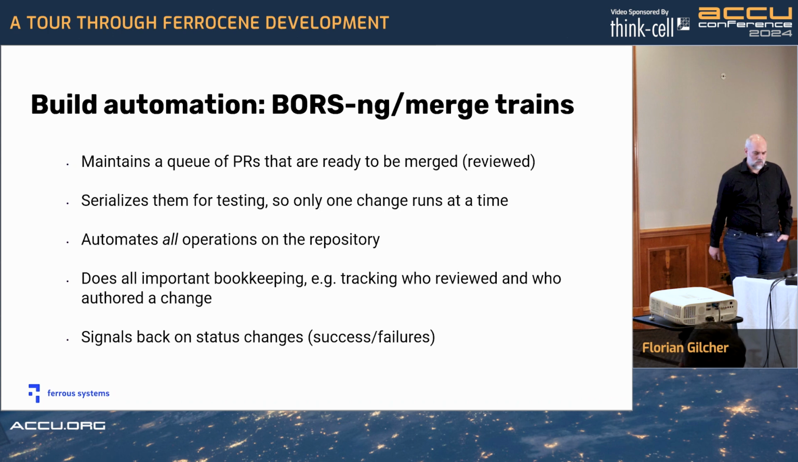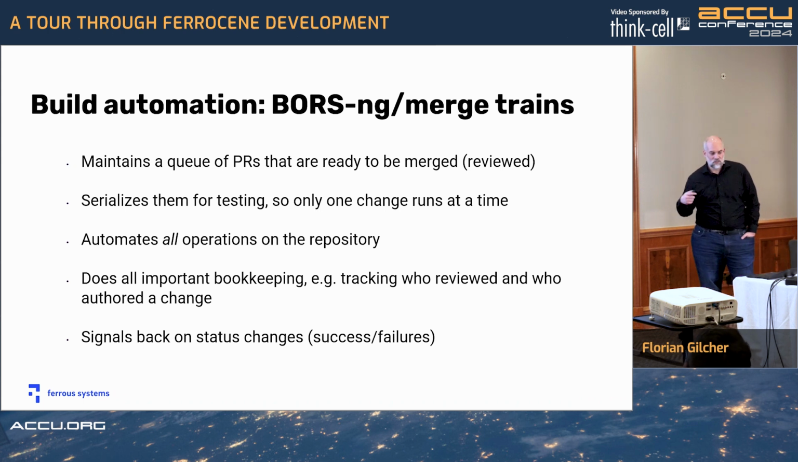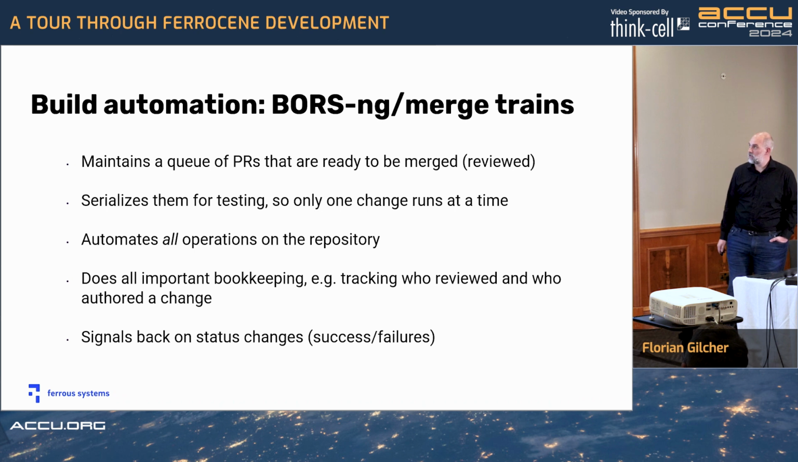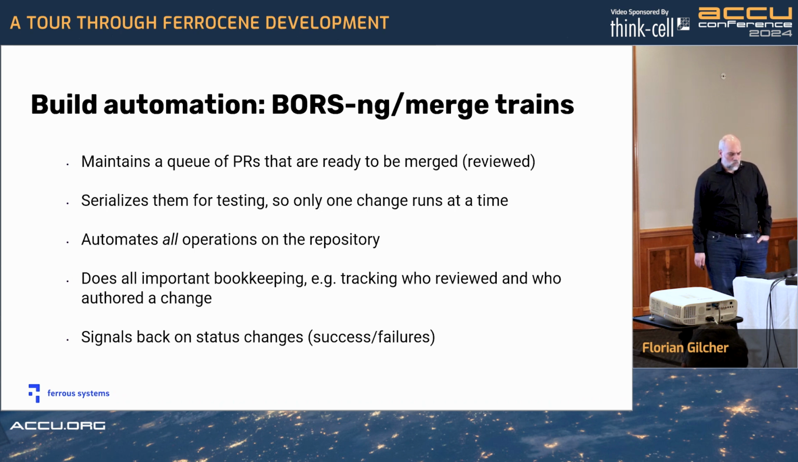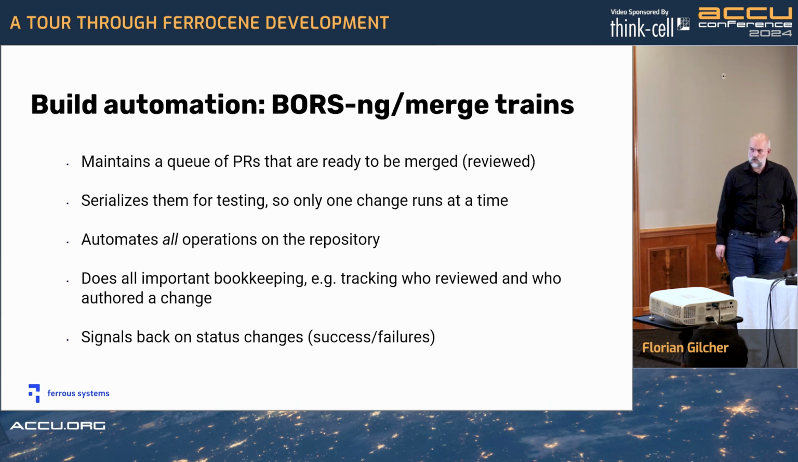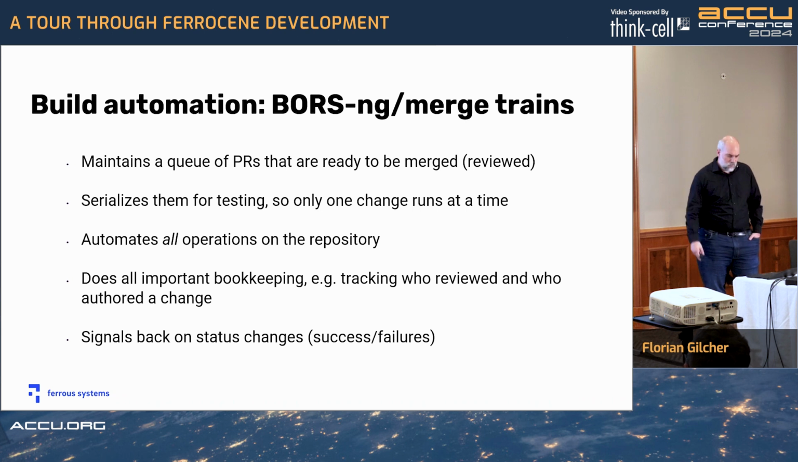But how does the Rust project do the assurance there? And we have taken the same approach. We are actually using the same rule here. There's a tool called BORS-NG or merge trains. The important thing about BORS-NG is BORS is the build bot of the Rust project. NG is the next generation. It is discontinued because GitHub now has features like that as well.